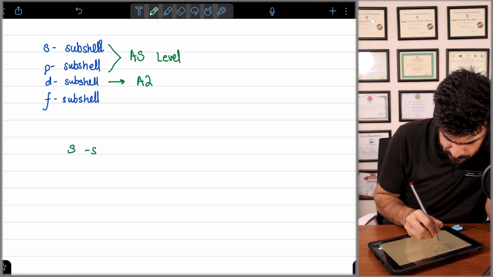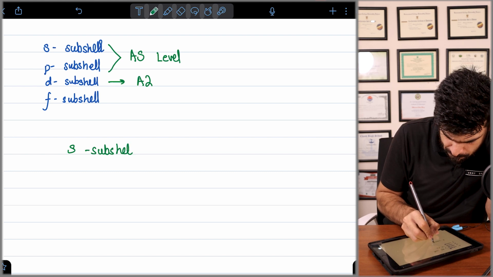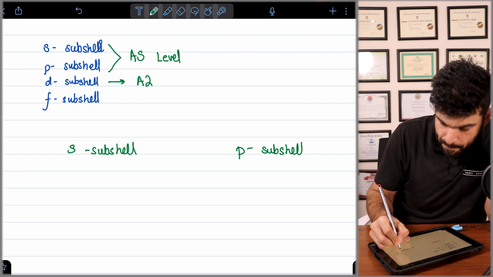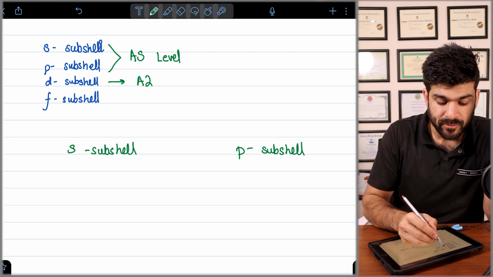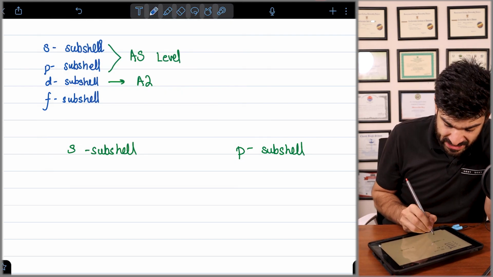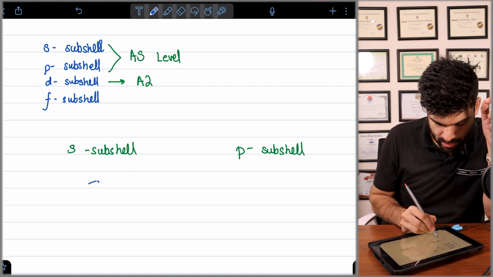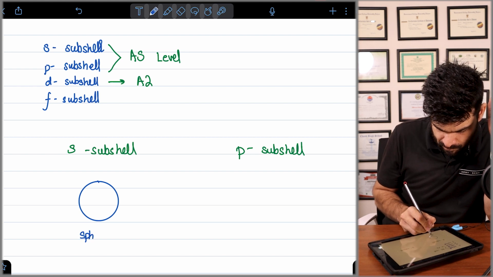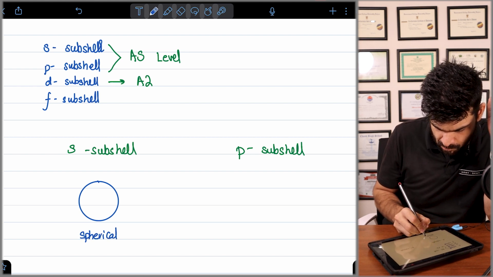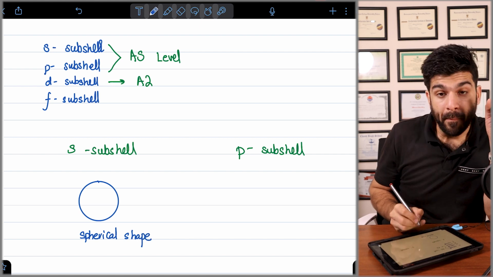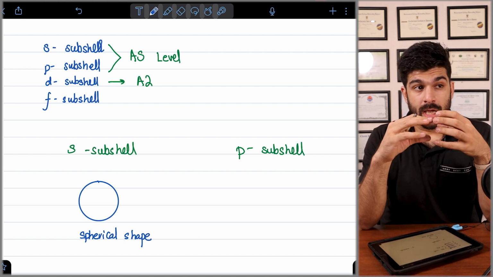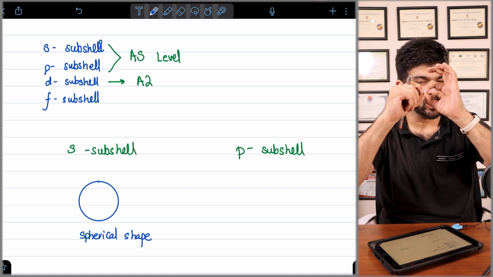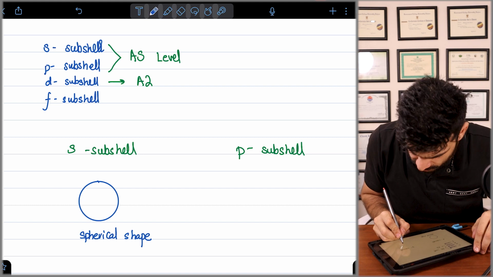S subshell and P subshell. They have different types of shapes. S subshell is the easiest one. It has a spherical shape. But the next shape, even if you twist a long balloon this way, there is like a small interjoint in the center, just like this one.